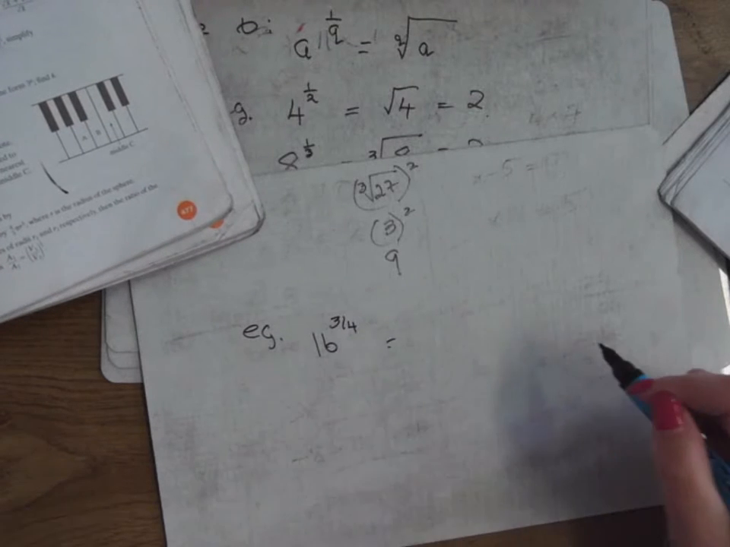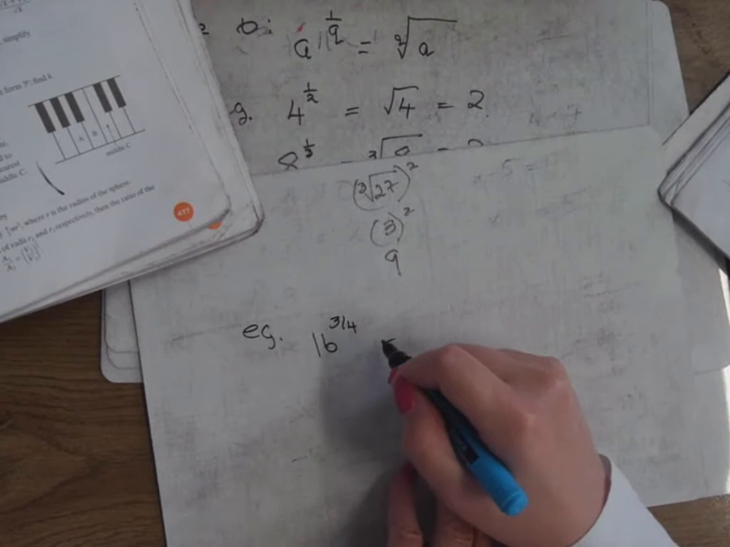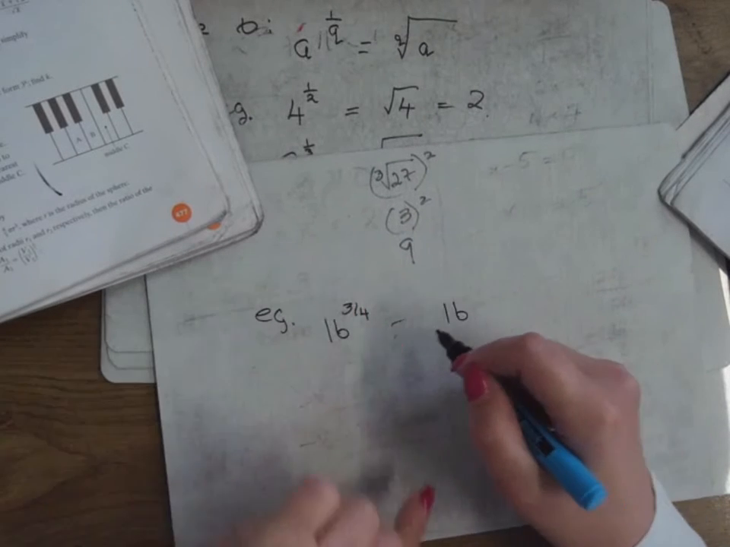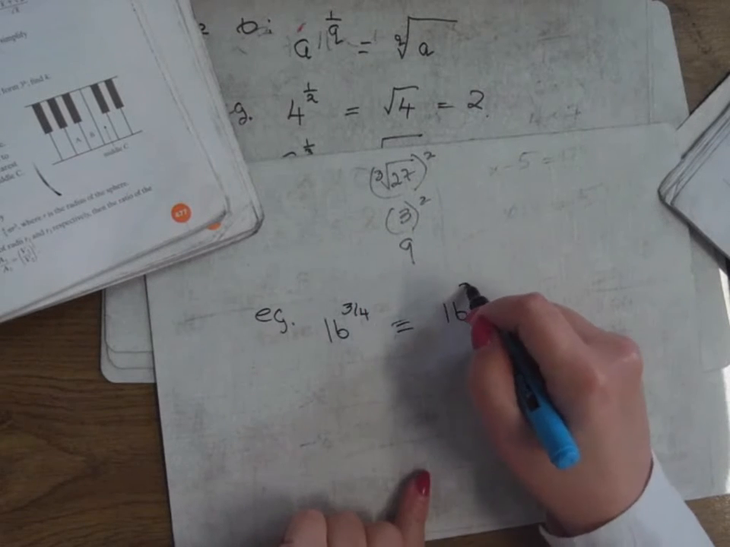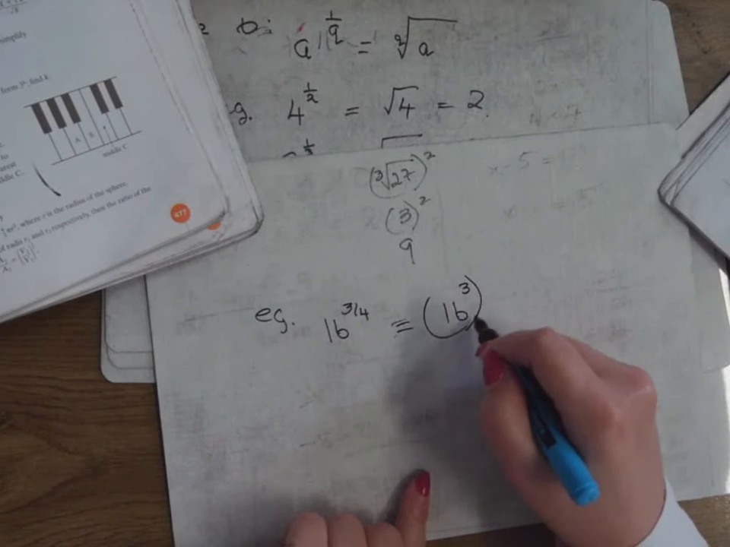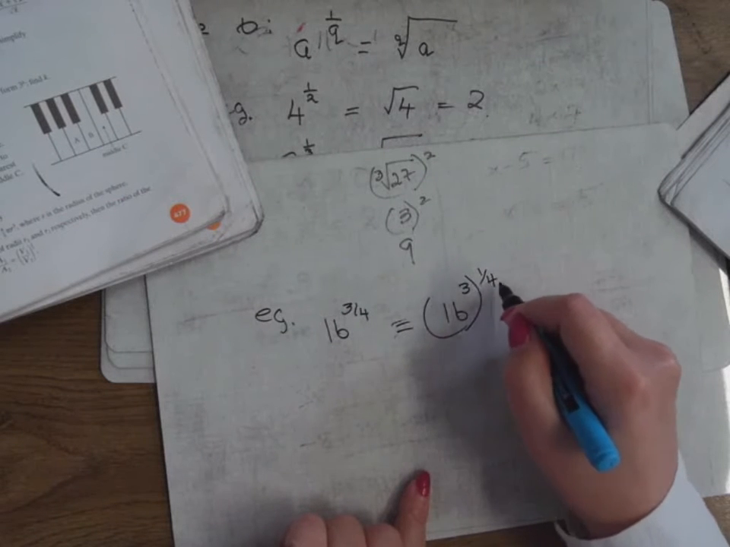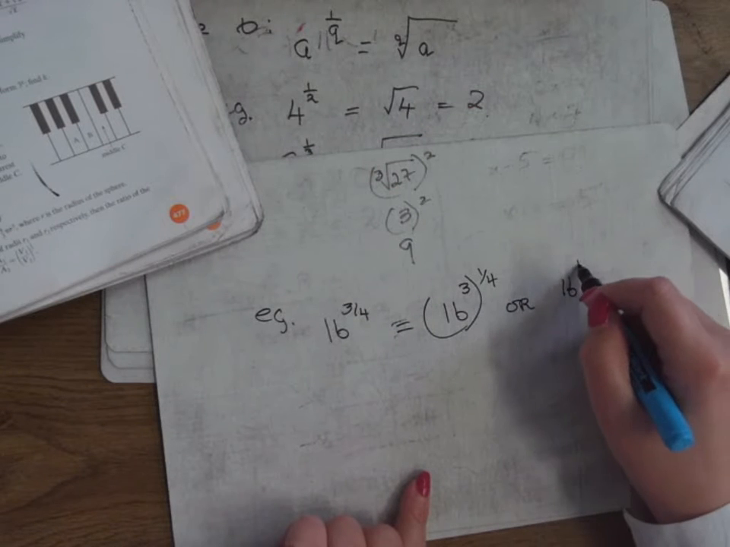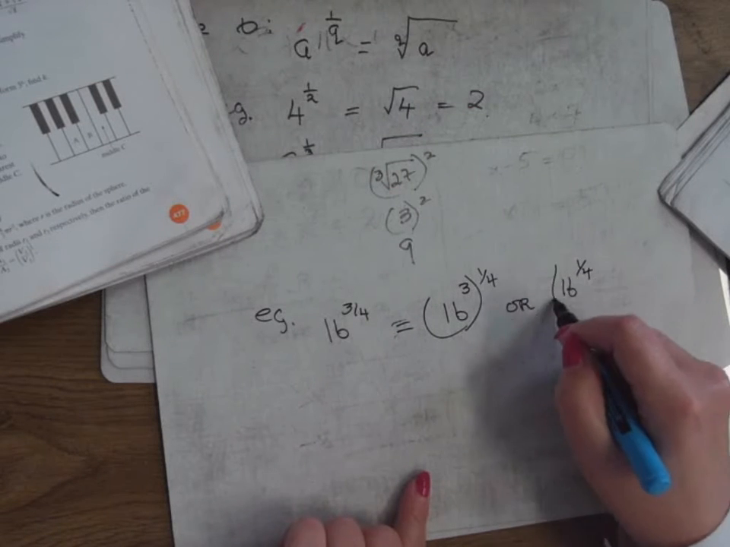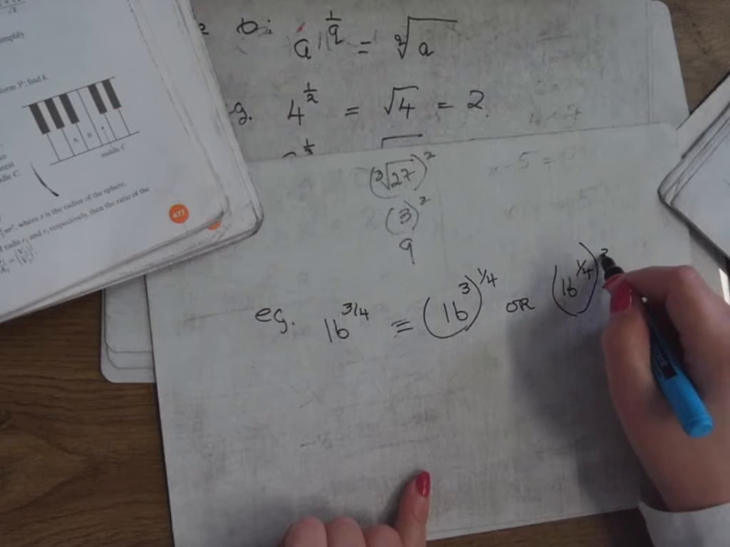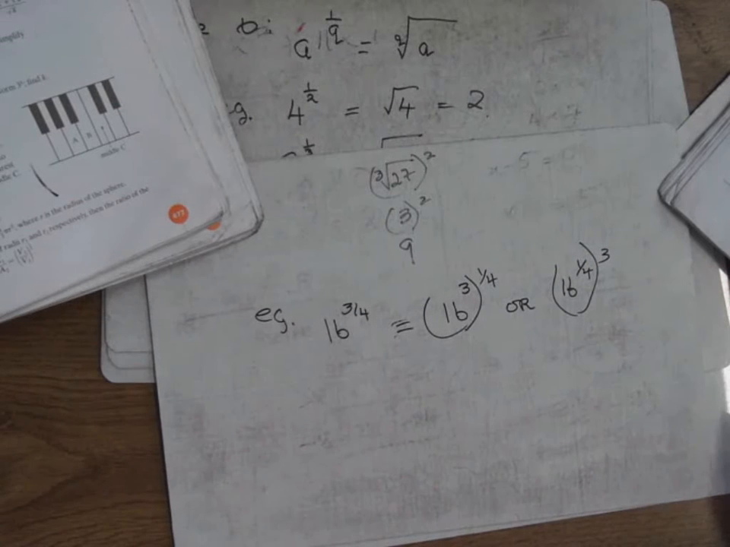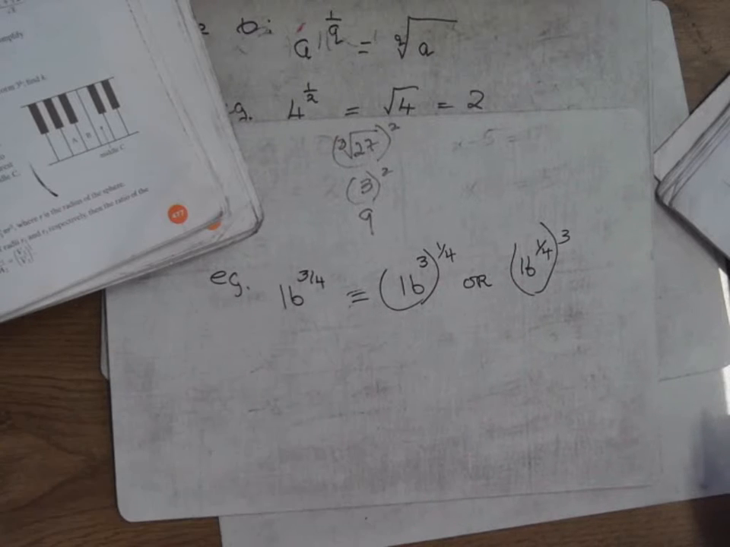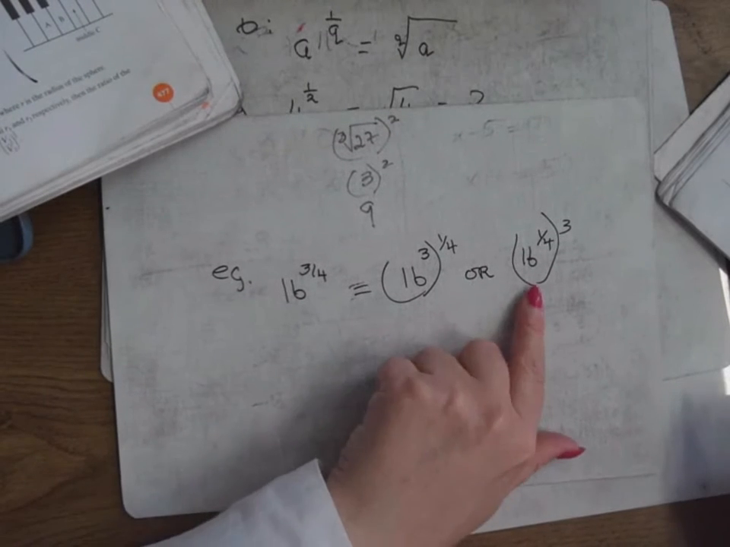Okay, so what you can do first is 16 to the power of 3, all to the power of 1/4, or you can do 16 to the power of 1/4 all to the power of 3. You basically break up the three quarters into 1/4 multiplied by 3. Is that okay? This one's easier, right? They're both fine if you have a calculator, but this one's easier if you don't.